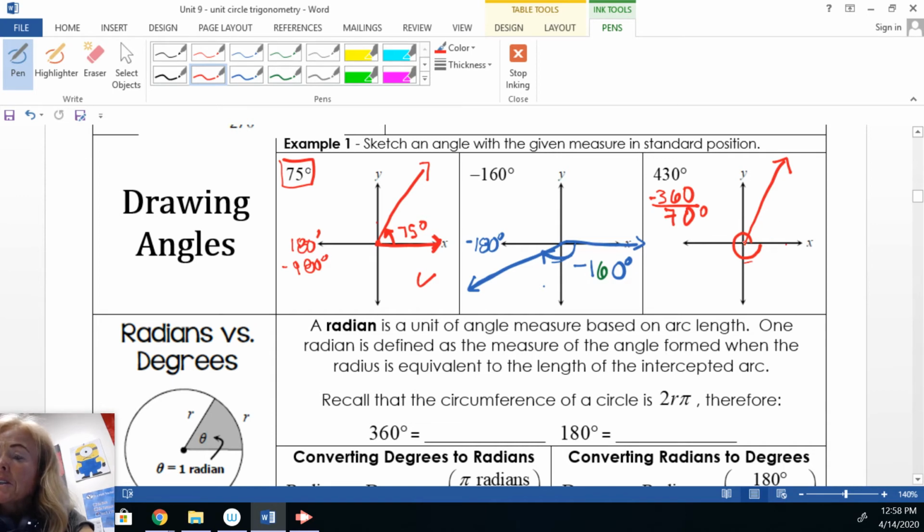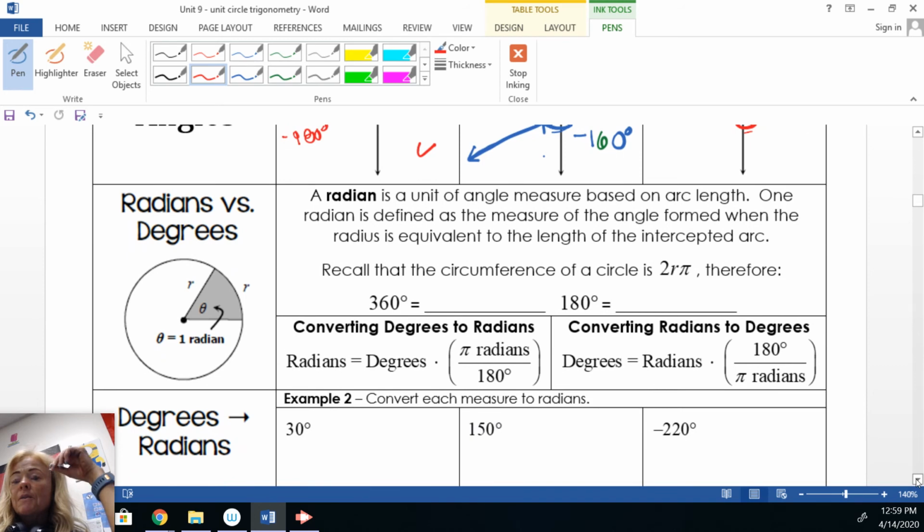So we're going to start at our terminal side. We're going to rotate one full revolution, and then we're going to come up another 70 degrees. Generally, we write what angle that is so that it's clear how far we have moved, and that's where we would put the 430 degrees. All right, so that is how we would draw angles and how we run through angles.